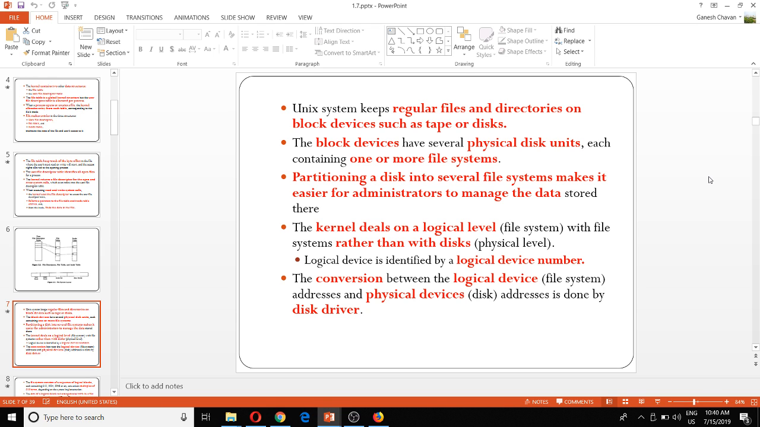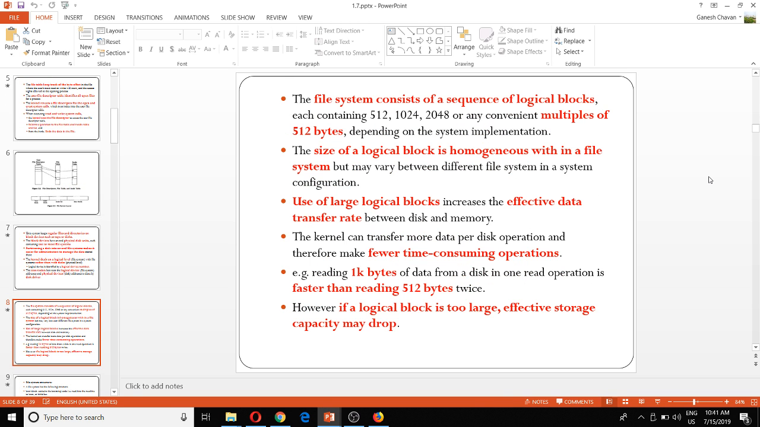The conversion between logical device addresses and physical device addresses is done by the disk driver. The file system consists of a sequence of logical blocks, each containing 512, 1024, 2048, or any convenient multiple of 512 bytes. The size of a logical block is homogeneous within a file system.